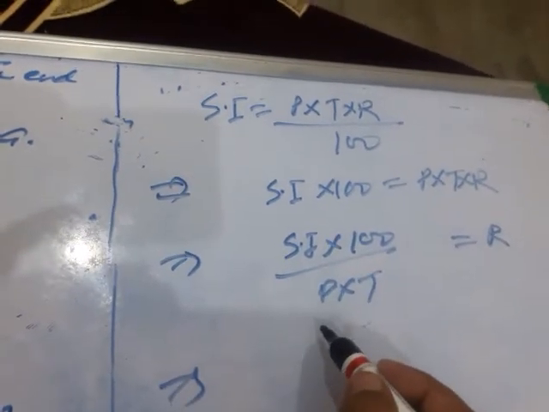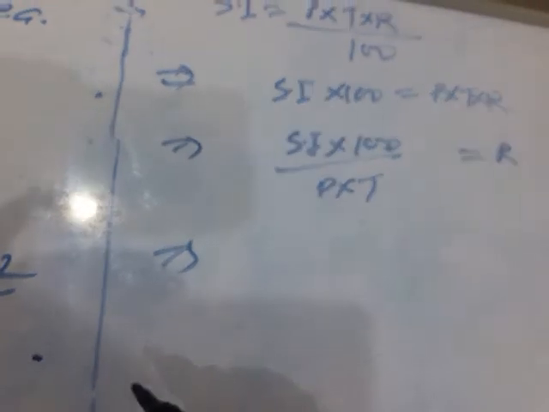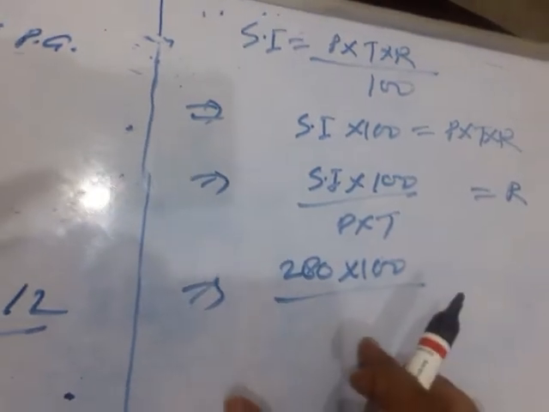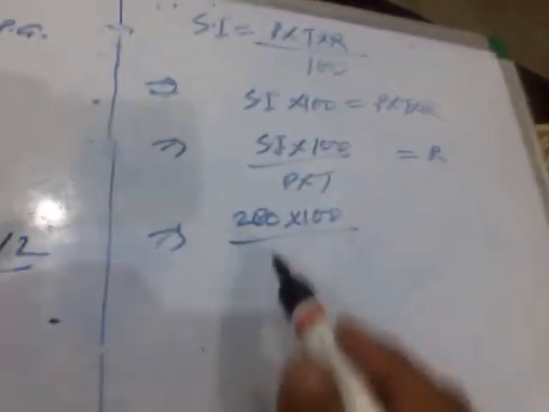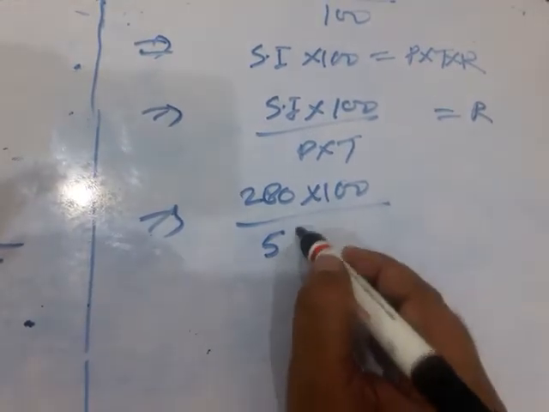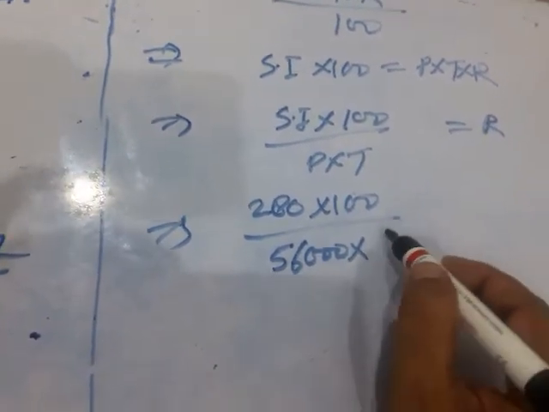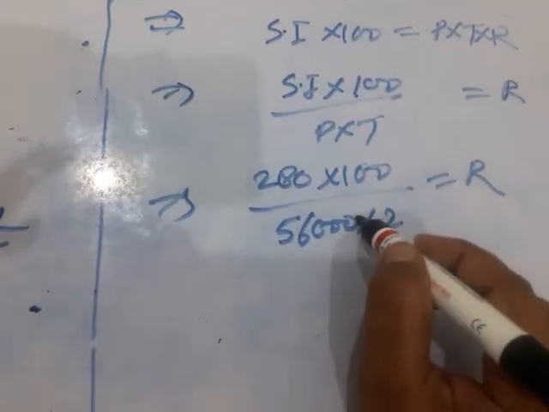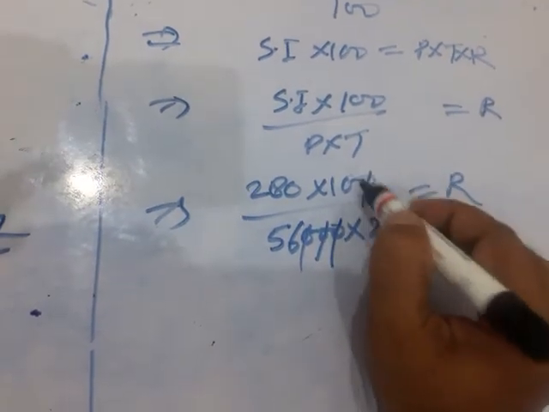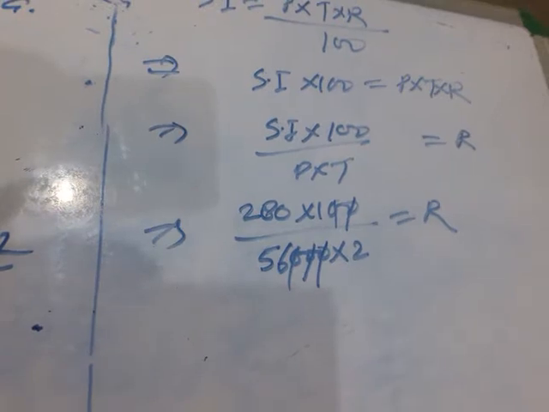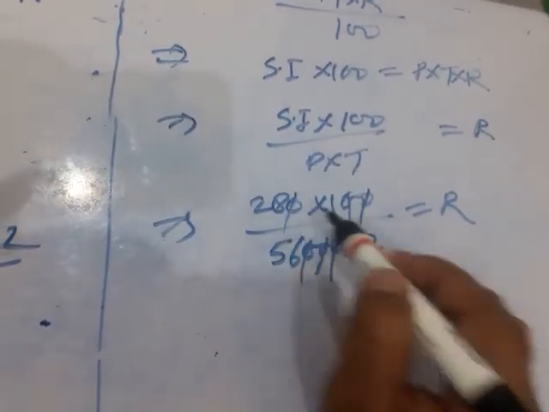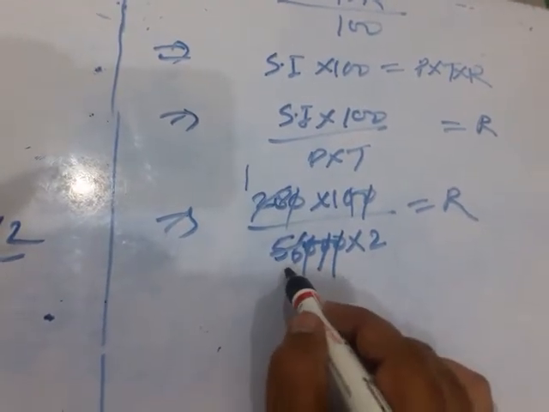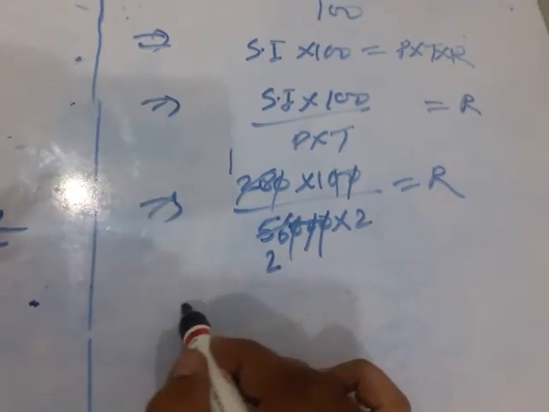What is SI? SI is given to be rupees 280. That is 280 multiplied by 100 upon principal, which is given to be rupees 56,000, multiplied by time, which is 2 years, that will be your R. Now you can solve it. 3 zeros got cancelled here, 3 zeros here. Now this 28 1 is 28 and 28 2 is 56.